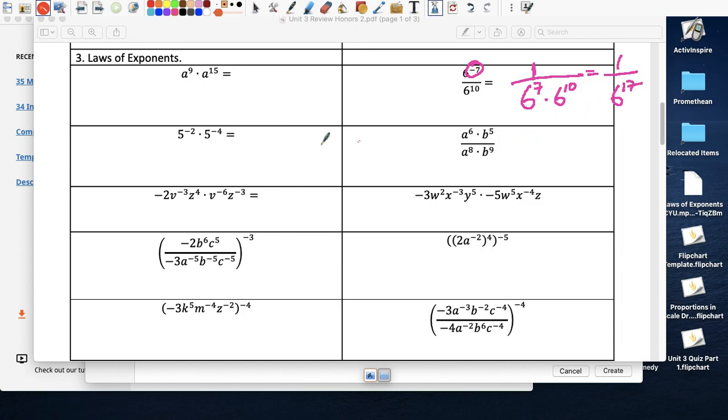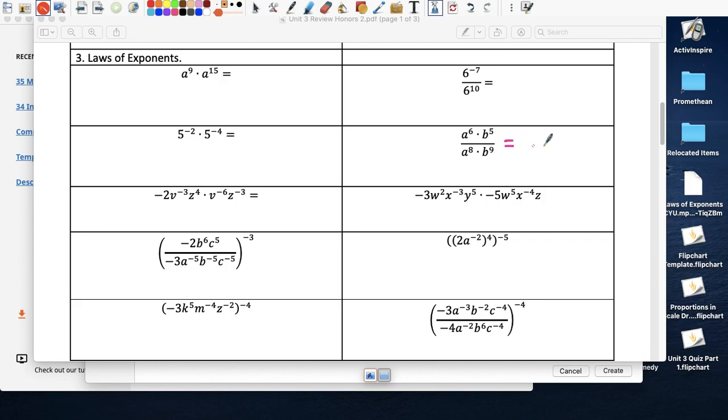Done. 5 to the negative 2nd times 5 to the negative 4th. Again, you can actually do the product rule and say, well, that's 5 to the negative 6, and then change it: 1 over 5 to the 6th power. Or if you want to change it before you multiply, you can say 5 to the negative 2nd power is 1 over 5 to the 2nd power times 1 over 5 to the 4th power. Now you can keep the base and add the exponents. Either way, you get the same answer, which is this guy right here.